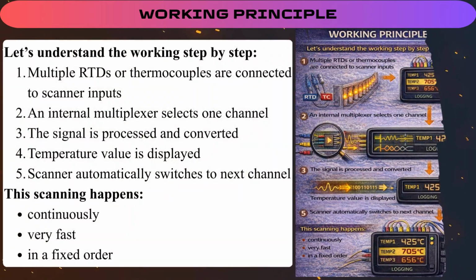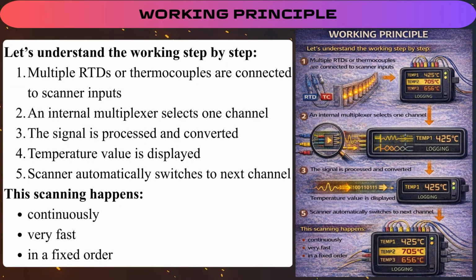Working principle. Let's understand the working step by step. Multiple RTDs or thermocouples are connected to scanner inputs. An internal multiplexer selects one channel. The signal is processed and converted. Temperature value is displayed. Scanner automatically switches to next channel. This scanning happens continuously, very fast, in a fixed order.